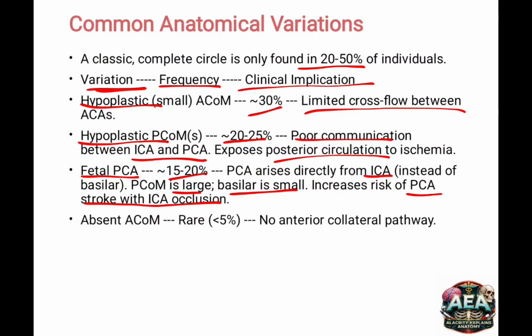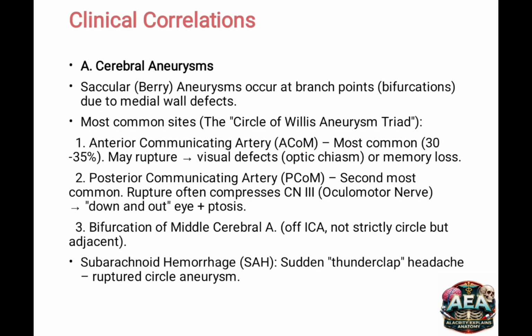There could be cases of an absent anterior communicating artery, whereby the right and left anterior cerebral arteries have no communication. So there is no anterior collateral pathway on the right and left side. In this situation, it is rare and in about less than 5% of individuals.